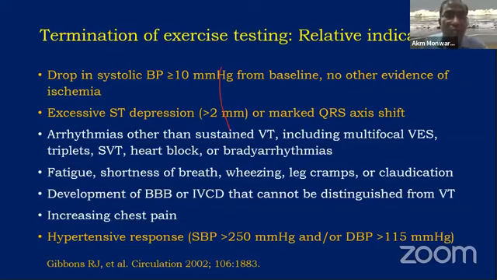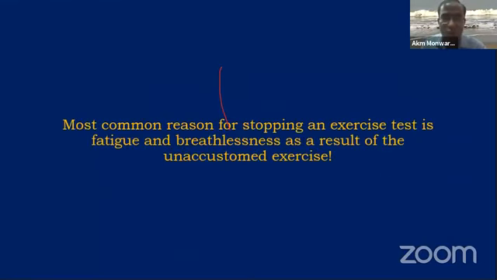If there is an excessive hypertensive response, like systolic blood pressure more than 250 millimeter mercury, or diastolic blood pressure more than 115 millimeter mercury, or the combination of the two, this is a relative indication for stopping the test. Unfortunately, the most common reason for stopping an exercise test is fatigue and breathlessness as a result of the unaccustomed exercise. And this is very common for our people, I think so.